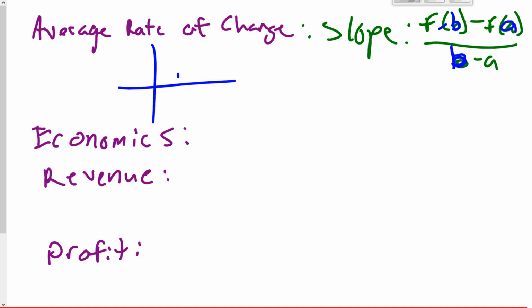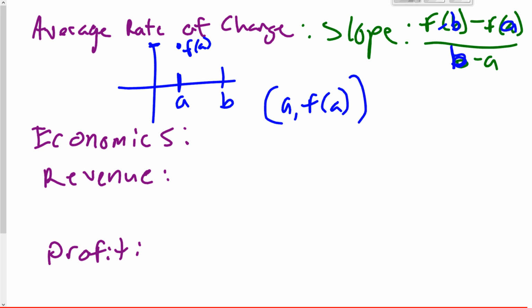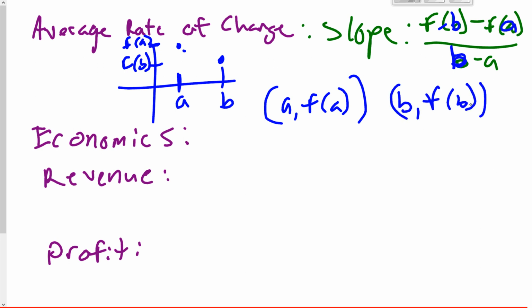Here's your x1, here's your x2. Here's some point, your y value, the height. So this point would be A, comma, f of A. That'd be the point. And then your height for this one would be f of B. So the point for this one would be B, comma, f of B. And that's how I got this slope formula here.